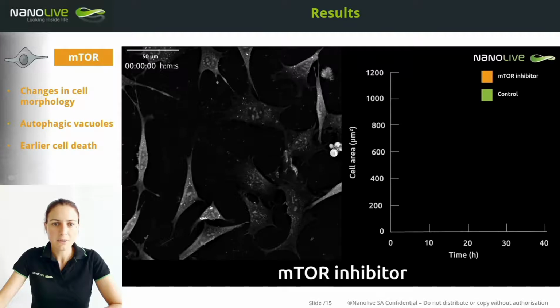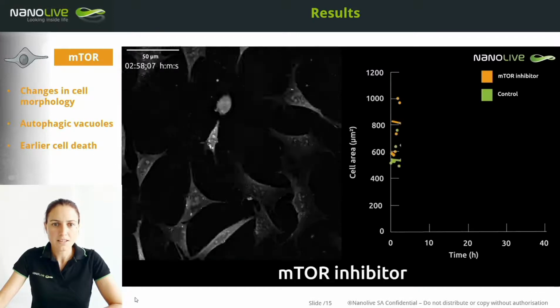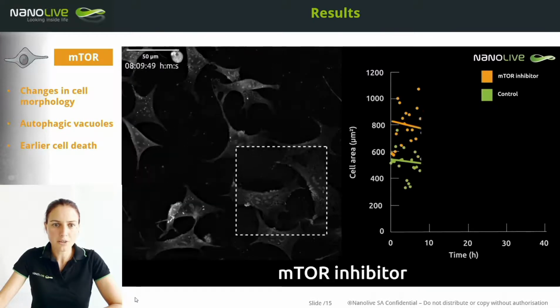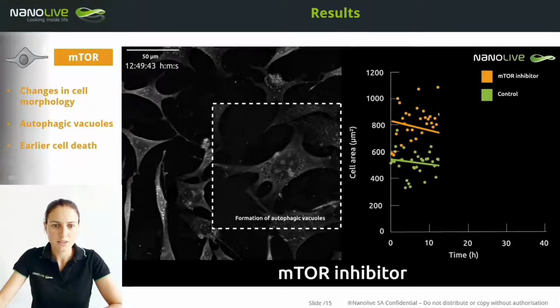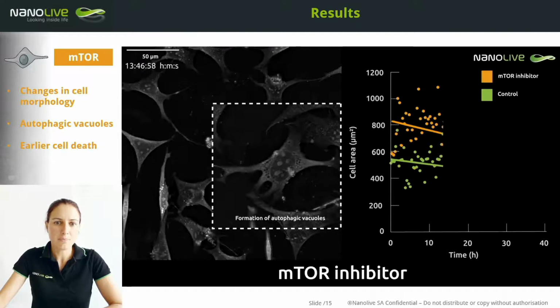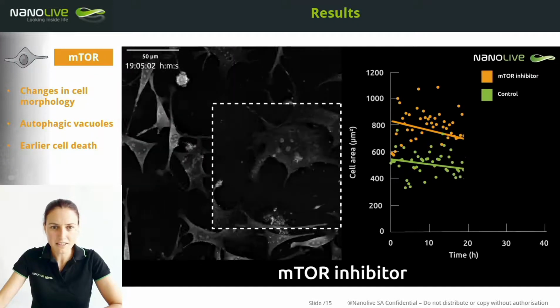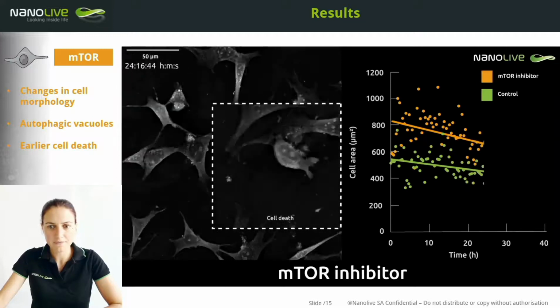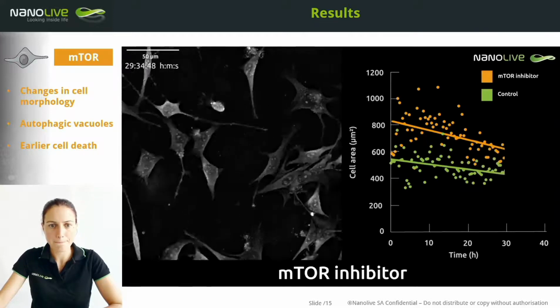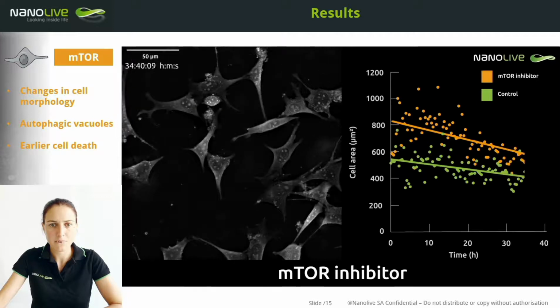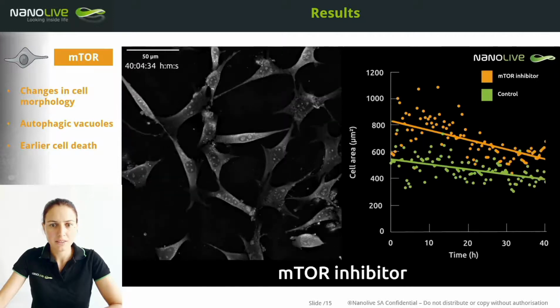The second thing that we can notice from this treatment is the formation of autophagic vacuoles in the cell cytoplasm, shown here. This process begins approximately 5 hours after the inhibitor is applied and is swiftly followed by cell death. Just see that one more time.